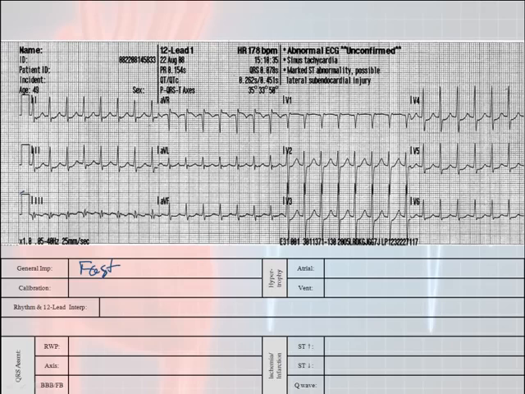Calibration, well, we have our calibration marker over here, or you can look down here, 5 millimeters per second, 1 time, which is standard size. You can put standard.